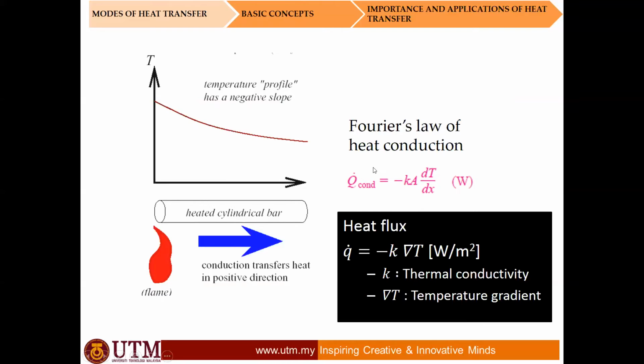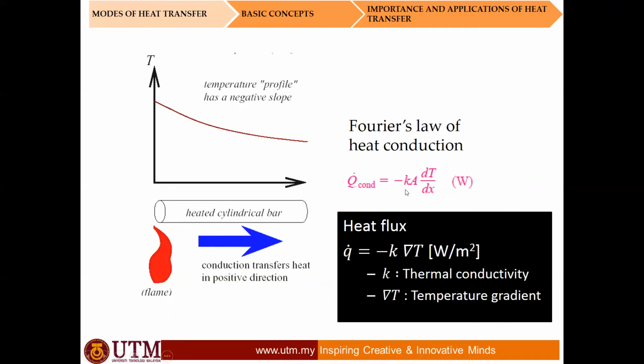So heat transfer through conduction is governed by Fourier's law of heat conduction. Sorry. So it is mathematically represented by this equation. Q conduction is equal to minus thermal conductivity of the material, which is k, times the effective area, which is the cross-section area, times the temperature gradient dT over dx. So dT over dx is basically the slope of this line. So for heat conduction, you are going to be using this equation.